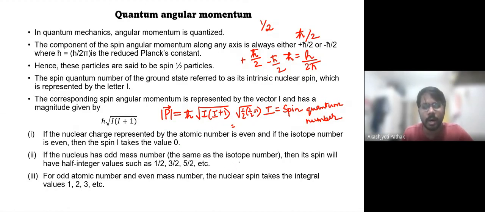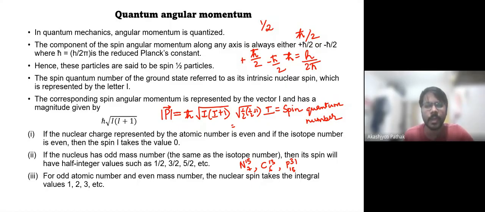If the nucleus has an odd mass number, then it can take spin quantum numbers 1/2, 3/2, 5/2, and so on. Examples of such nuclei are N-15 (atomic number 7), carbon-13 (atomic number 6), and P-31 (atomic number 15). All these nuclei have an odd atomic mass number, so they can take half integer values.